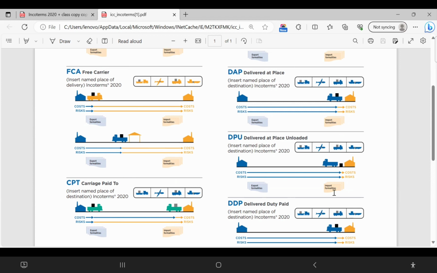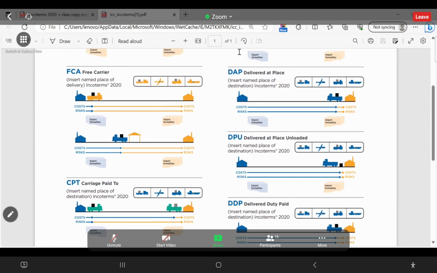Okay. Only incoterm, arranging export formalities, buyer. Ex Works. Only incoterm where export formalities are also on account of the buyer. DDP is the only incoterm where import formalities are also on account of the seller. Okay. Only incoterm where the seller has the obligation to unload? DPU. Correct.